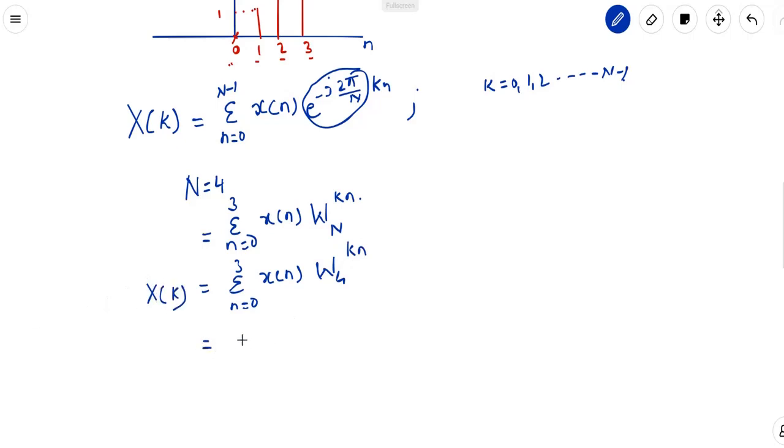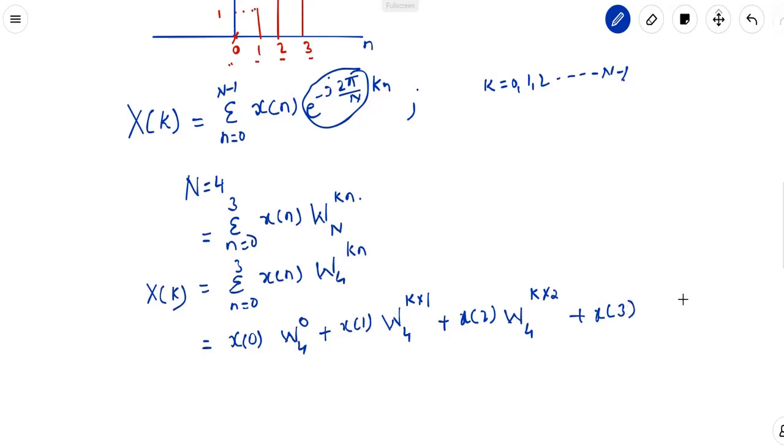If I expand this equation, when n is equal to 0, this becomes x of 0 omega 4 of 0, because k into 0 is 0 only, plus x of 1, when n is equal to 1, into omega 4 of k into 1, plus x of 2 omega 4 of k into 2, plus, we have 4 values, 0 to 3, the last value x of 3 omega 4 of k into 3.